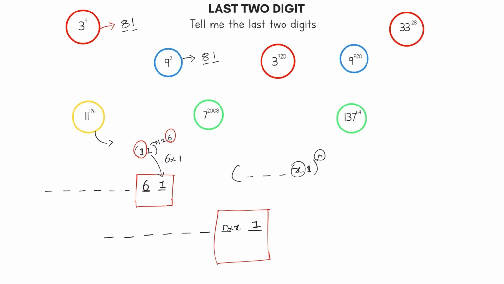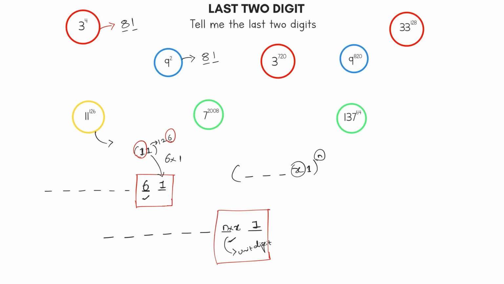Or else you can say 126 into 1 is 126. What is the unit digit? 6. That is what I'll put here. So this is n into x, the unit digit of that. The unit digit of n into x. Okay, and that's what gives me the final answer.